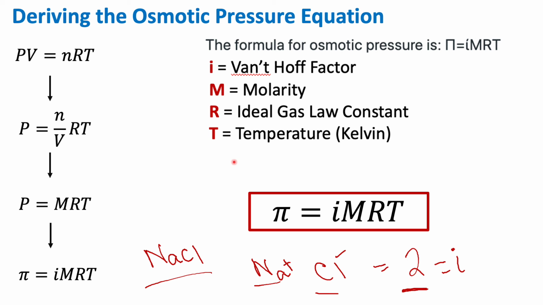Now, to quickly go through this once again, the i represents the van 't Hoff factor, M, remember, is the molarity because we had n over V. R is the ideal gas constant, and in this case, the ideal gas constant is going to be 0.082. It's not going to be the 8.3 value. And then we have the temperature, and that temperature is going to be in Kelvin.